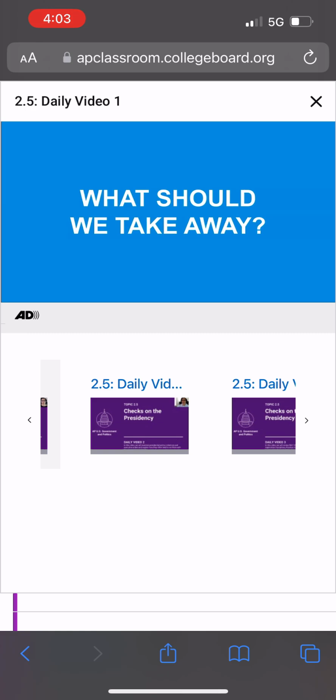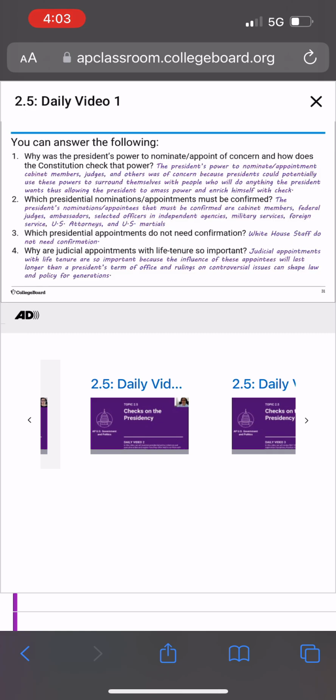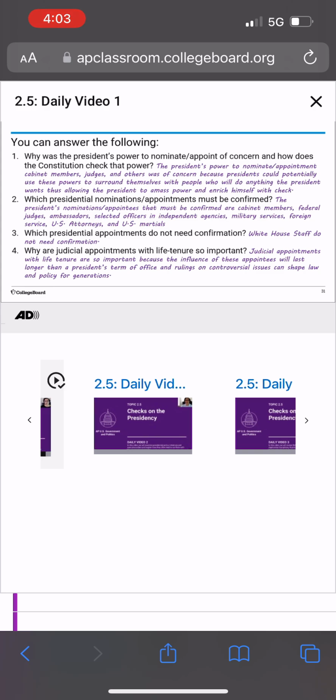And what should we take away? We're able to answer the questions that we had at the beginning. Just briefly, why was that power of concern with Brutus 1? The president could just amass power and run amok and do all sorts of things to enrich himself. Presidential nominations: those that need to be confirmed and those that do not. And then judicial appointments are important because the judges and justices serve for life and therefore can have an impact for decades and decades into the future.